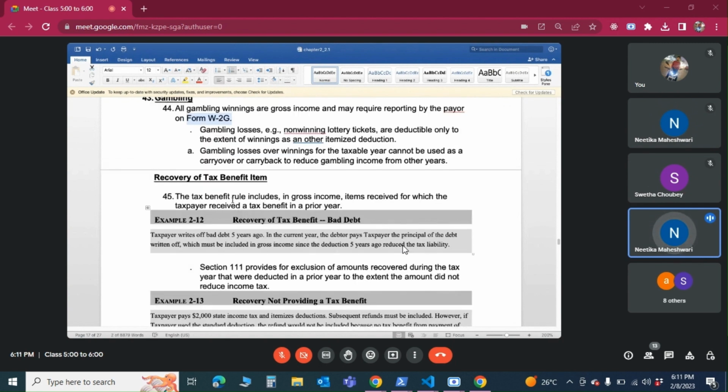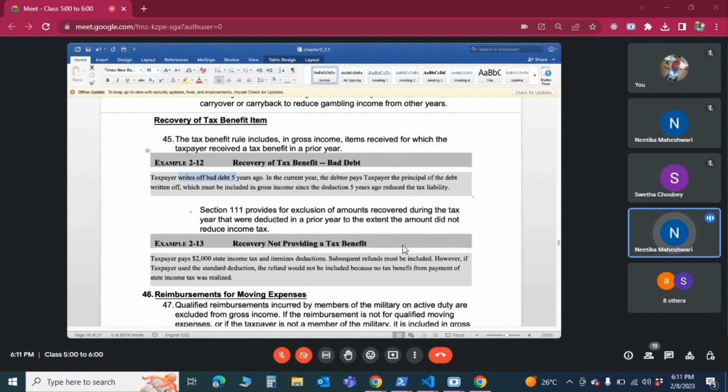Any recovery of a tax benefit item: the clear example they're writing here is bad debts. If your books are on accrual basis, you took a deduction for bad debts. After a year or two, you really got lucky, and the company comes and says, hey, we got some money, we want to pay you back. Well, then we need to make sure that it is put up for tax purposes, again considered as income because a deduction was taken earlier.